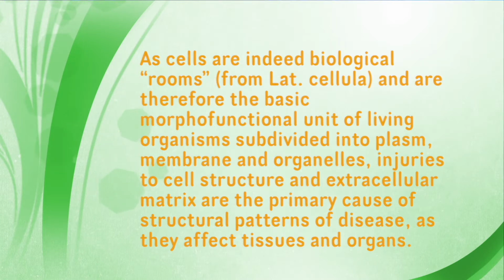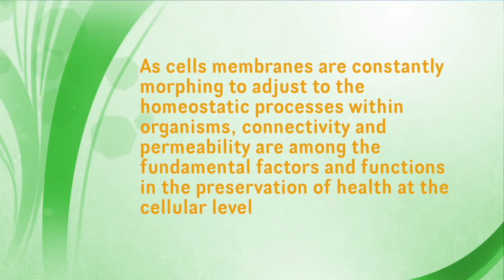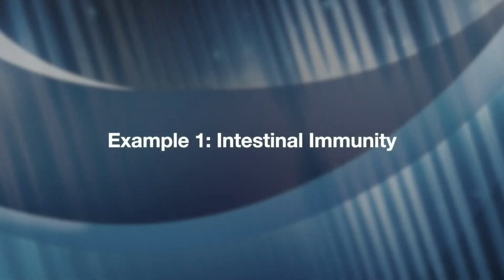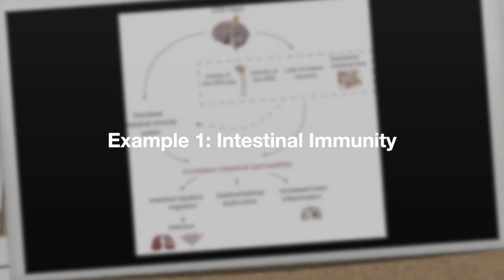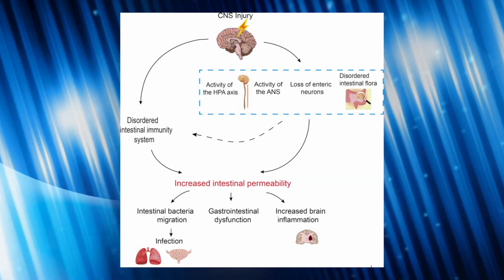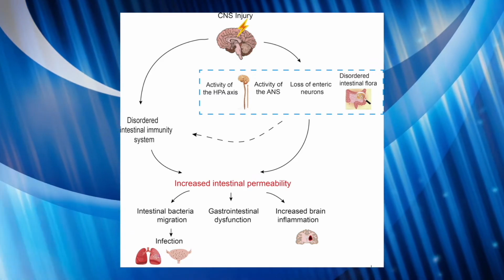Now, think about injuries at the level of the central nervous system, which represent a challenge for the development and maintenance of normal neuron functioning. So as cells' membranes are constantly morphing to adjust to the homeostatic processes within the organism, connectivity and permeability are among the fundamental factors and functions in the preservation of health at the cellular level. What does it mean? Well, if you don't have homeostasis, when these health levels in the body are not observed, then patterns of cellular injury arise.